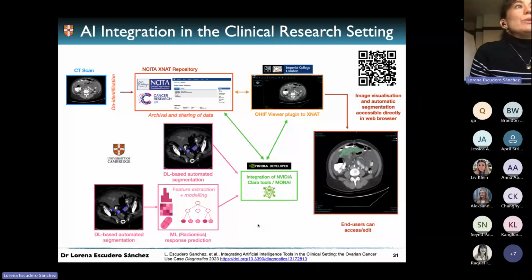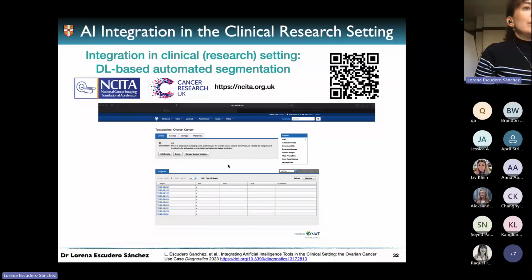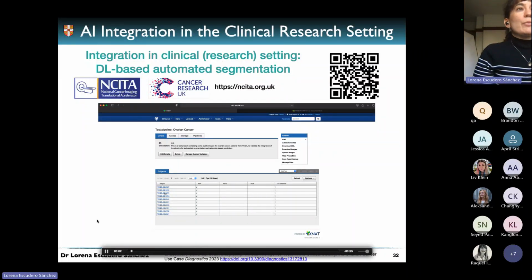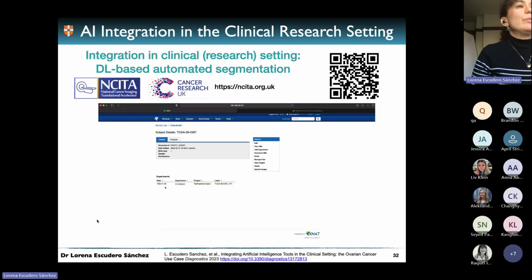Because at the end of the day, we want to integrate it into the clinical setting. This is also a first attempt, work that we did a couple of years ago in collaboration with the whole NCITA network, particularly ICR, and with NVIDIA developers as well, in which we integrated into our repositories and databases this algorithm that Thomas created for automated segmentation of ovarian tumors, plus radiomics extraction and the prediction. I can show you a video here very quickly. It's a demo of how it works. You also have the link to the paper there.